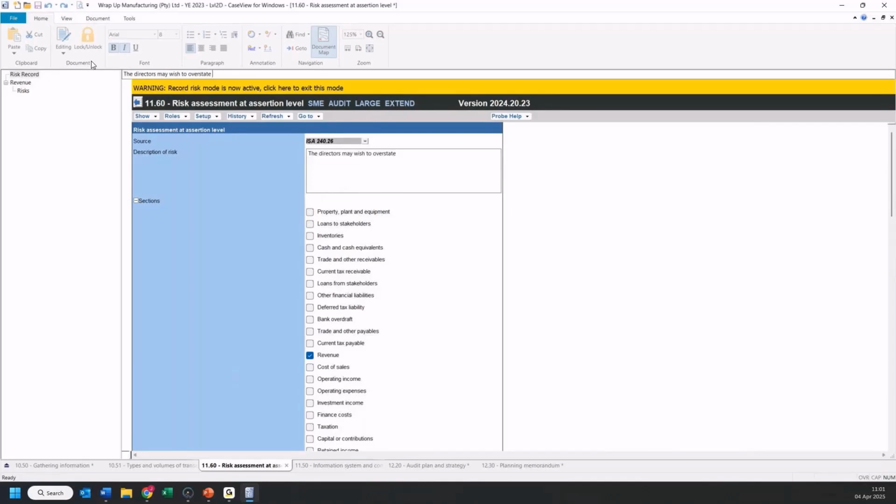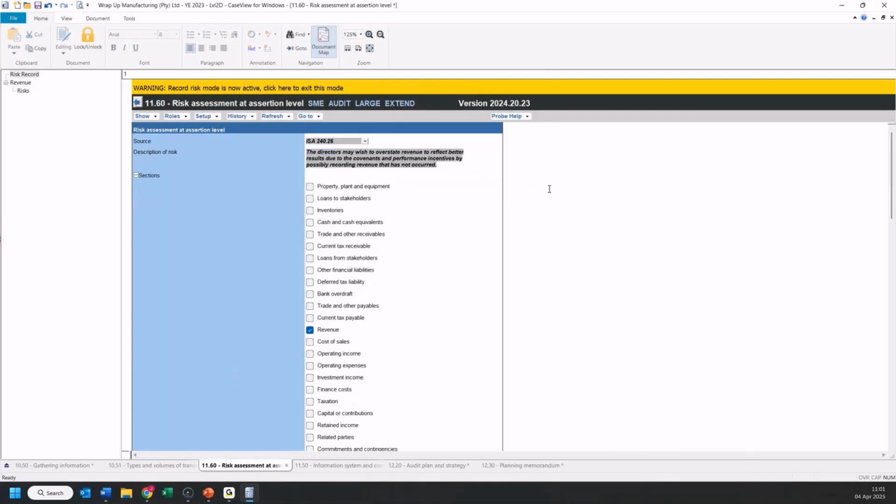So I'm literally now going to type, the directors may wish to overstate. If you want to type as well, please type with me, do it with me. The directors may wish to overstate revenue to reflect better results due to the covenants and performance incentives by possibly recording revenue that has not occurred. Okay, so it's not a cutoff issue that we are recording at this point in time. We are recording an occurrence issue.